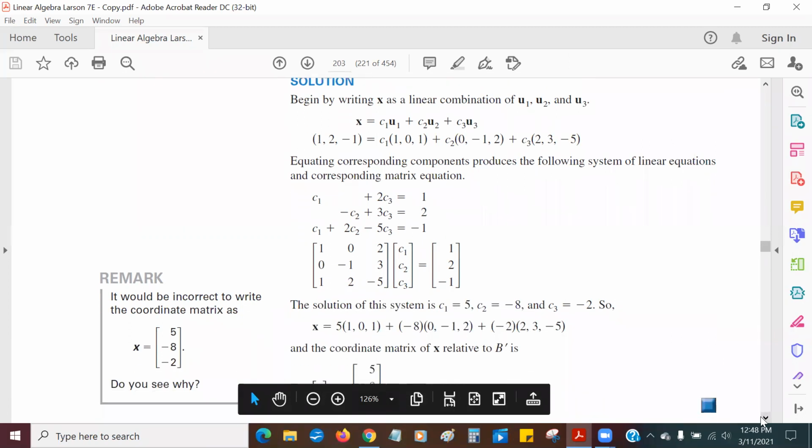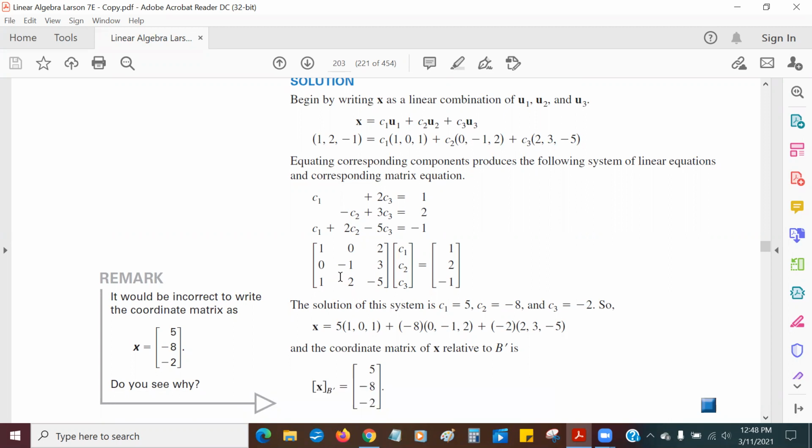Anyway, we would solve this somehow, and I do have another video where I show you how to actually solve this step by step. But basically, if you solve this, you would wind up getting C1 equals 5, C2 equals -8, and C3 equals -2. So our original vector X, (1, 2, -1), is equal to 5 times (1, 0, 1) plus -8 times (0, -1, 2), plus -2 times (2, 3, -5).